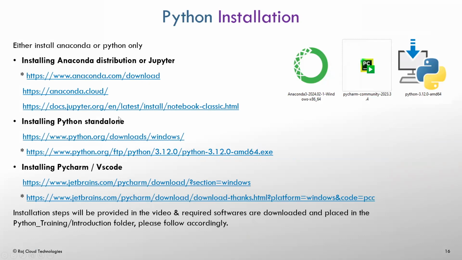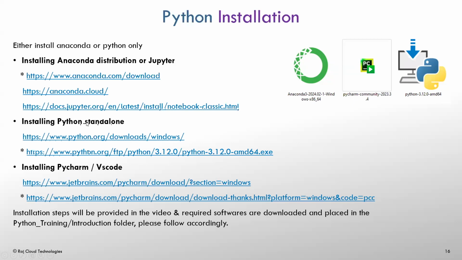There are two things here for the Python installation. For a Python standalone installation, you can go to the Python site and download Python based on your operating system, whether it is Linux, Mac, or Windows. If it is Windows, download the Windows version; if Mac, the Mac version; if Linux, the Linux version. Then just download and install that. I provided the links here. This is the direct download link; you can click on this and install it.